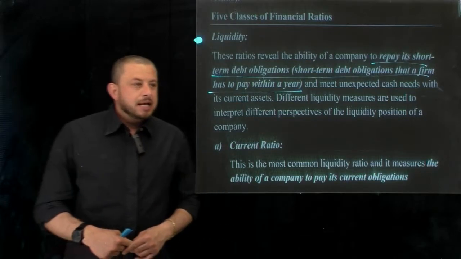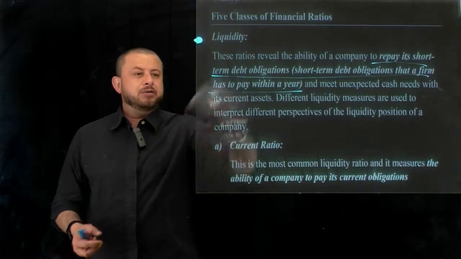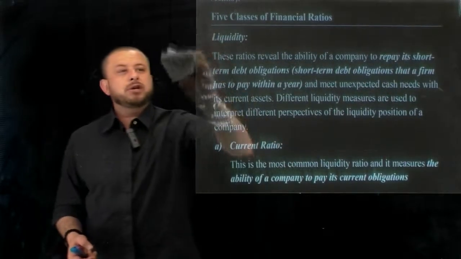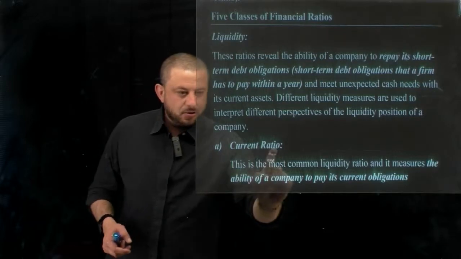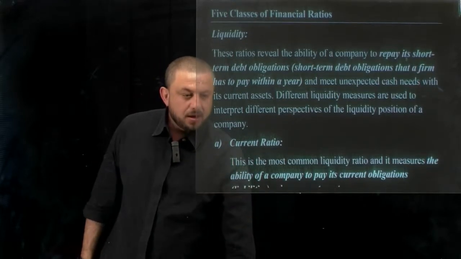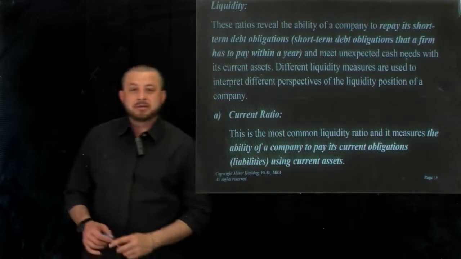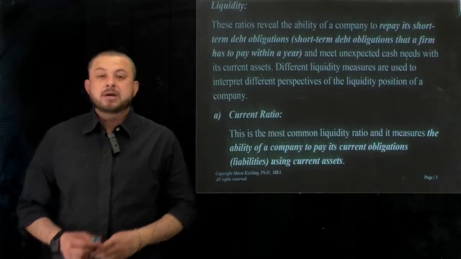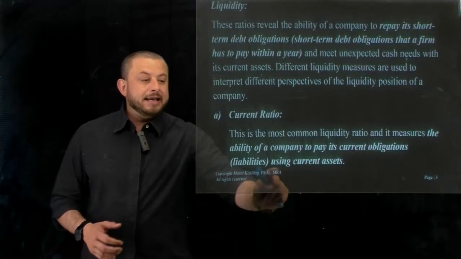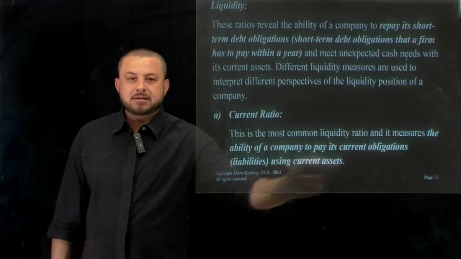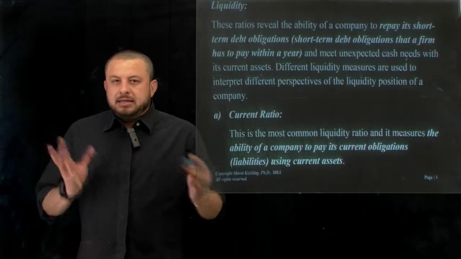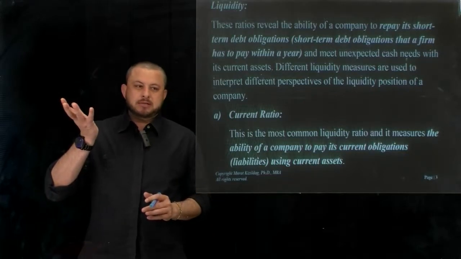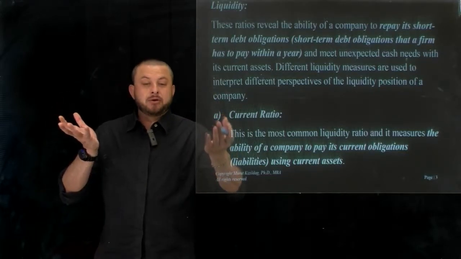We have a lot of liquidity ratios, and I will walk you through the most important ones over here, of course the current ratio, which you can see over here, guys. The current ratio is the most common liquidity ratio. It shows the ability of a company to pay its current liabilities, its current obligations, using its current assets. This ratio answers the question: do I have enough current assets to be able to pay my current liabilities?